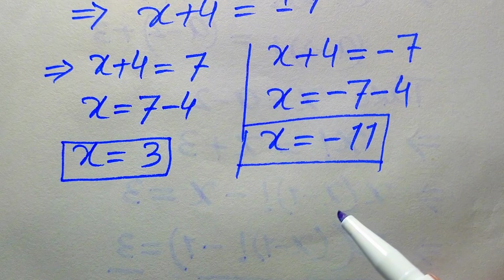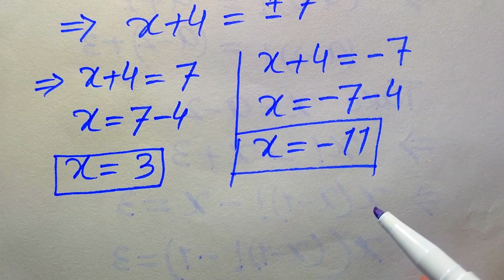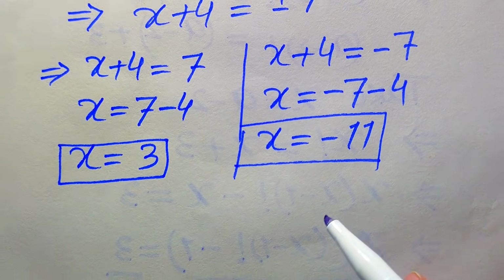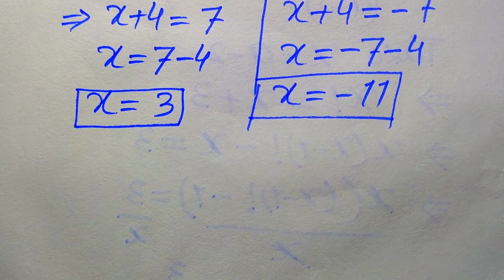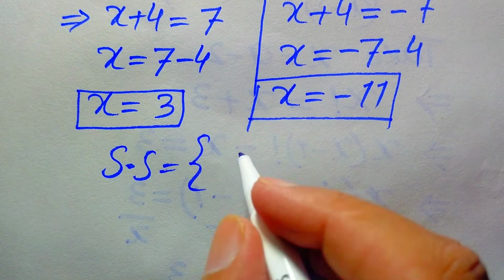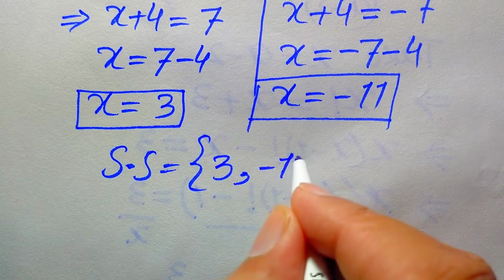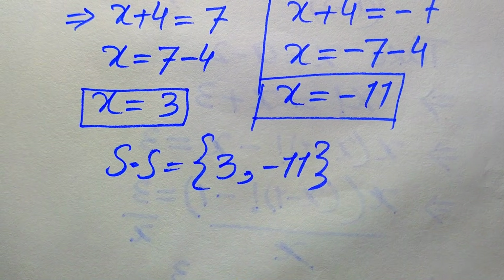Also, in the first method we already verified that both of these two values of x satisfy our given question statement. So here we finally conclude that the solution set of this question is 3 and minus 11. So this is our final answer.